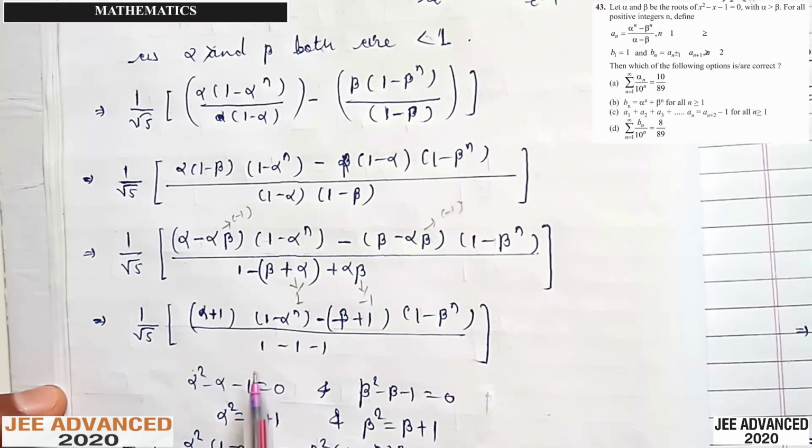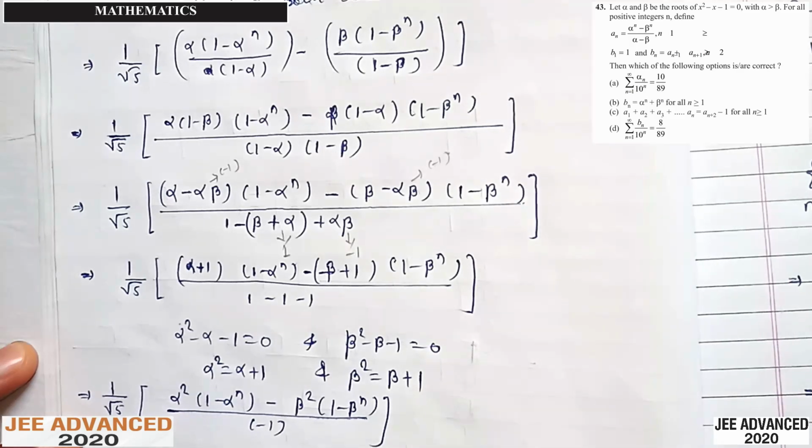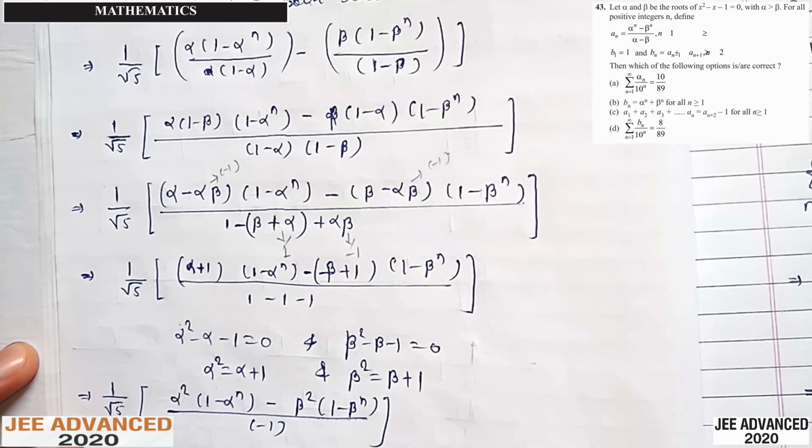So alpha square can be written as alpha plus 1, by using our two equations. Beta square can be written as beta plus 1. Now put these values over here. So I want the alpha plus 1. I got the alpha plus 1 as alpha square, 1 minus alpha raised to n as it is. Again further, beta plus 1. Beta plus 1 can be written as beta square, 1 minus beta raised to n upon minus 1.